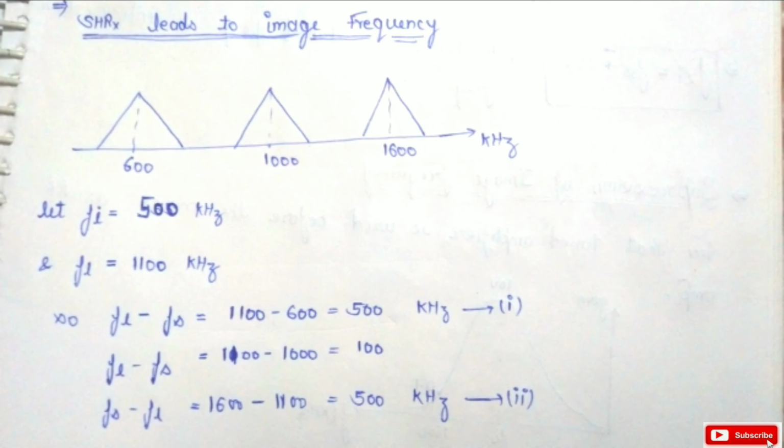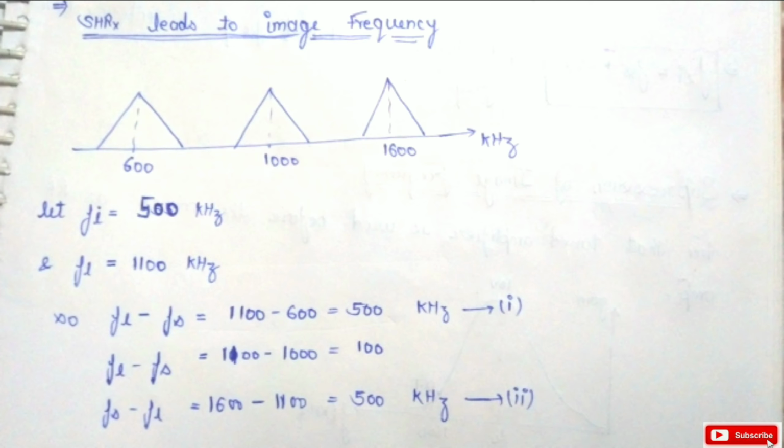But the super heterodyne receiver leads to the problem of image frequency. Image frequency is a frequency that we do not want to receive, but we are receiving it because of some functioning error in our super heterodyne receiver. These are some frequencies that our antenna receives. First is 600 kHz, second is 1000, and third is 1600 kHz.